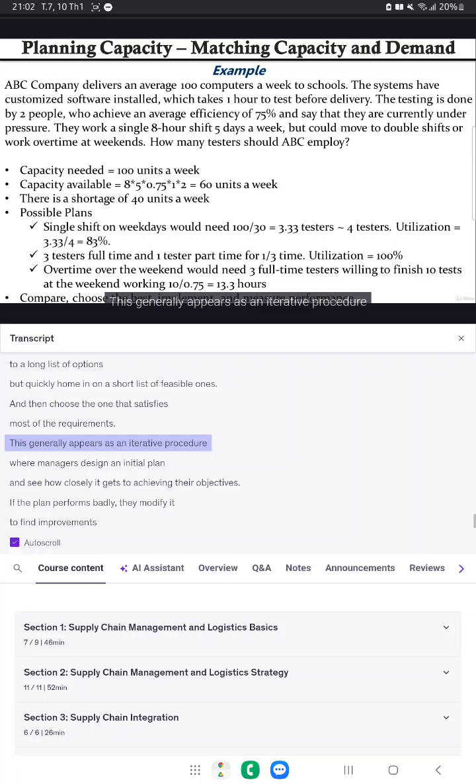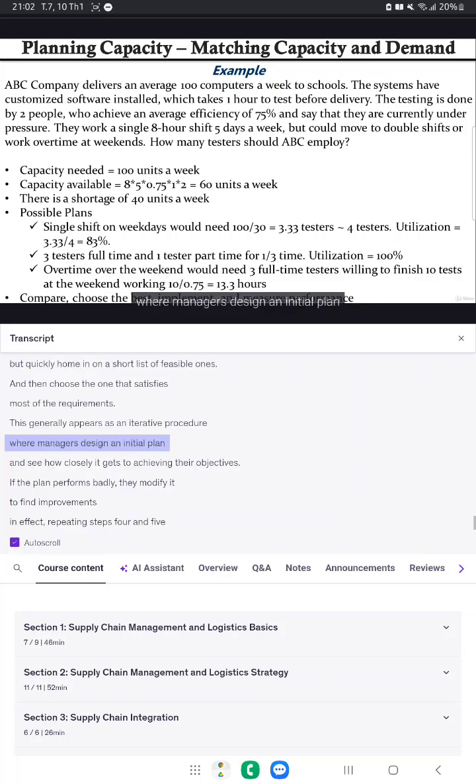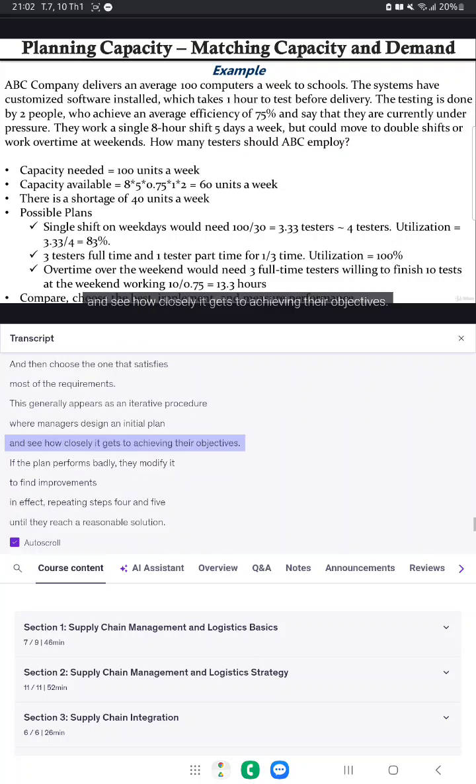This generally appears as an iterative procedure where managers design an initial plan and see how closely it gets to achieving their objectives. If the plan performs badly, they modify it to find improvements, in effect repeating steps 4 and 5 until they reach a reasonable solution.